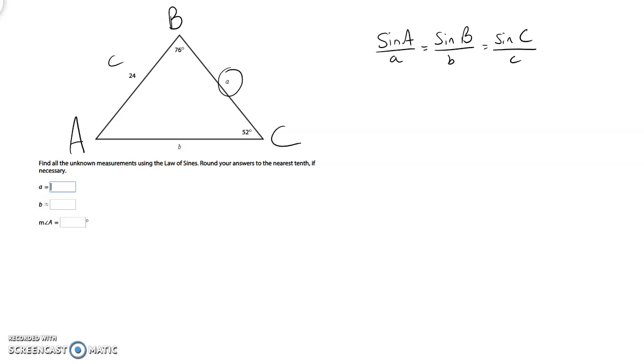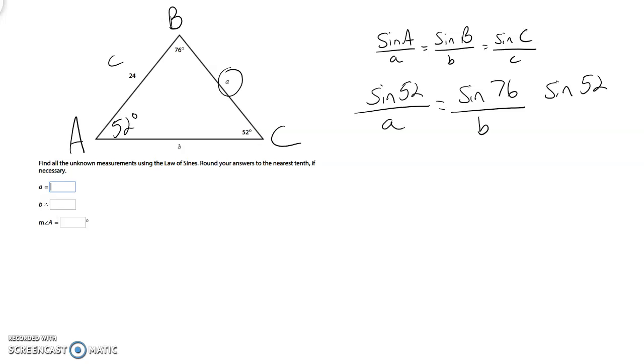So let's first, I see that I have two angles of a triangle, so I can find what the missing angle A is, and that's going to be 52 degrees. So I'll put that there. Now I have something where I can help find the missing side length of A. Alright, so sine of 52 over little a is equal to sine of B, which is 76, over little b, and sine of C, which is 52 as well, over 24.